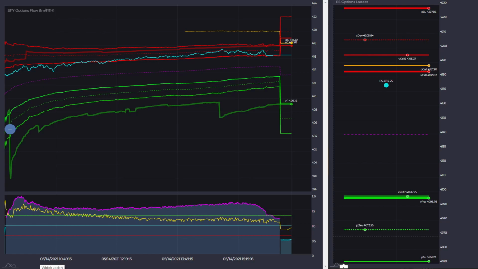Okay, so how to use this information? Well, first of all, you see this is the SPY. You see the quotes are like 418, 19 and so on. Now over here at the ladder, you have the same exact levels, but they are translated to ES, so it's much easier for you to know where we are.